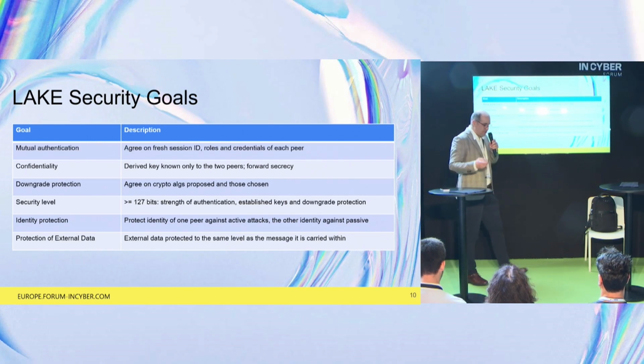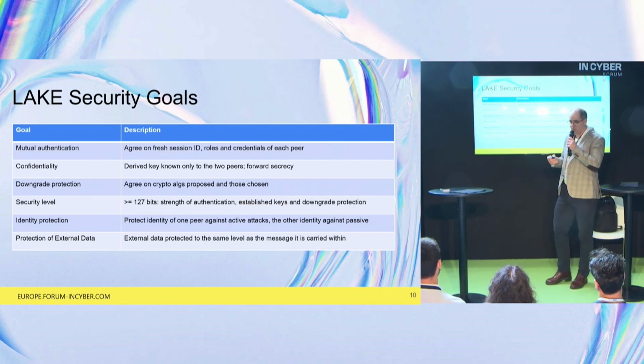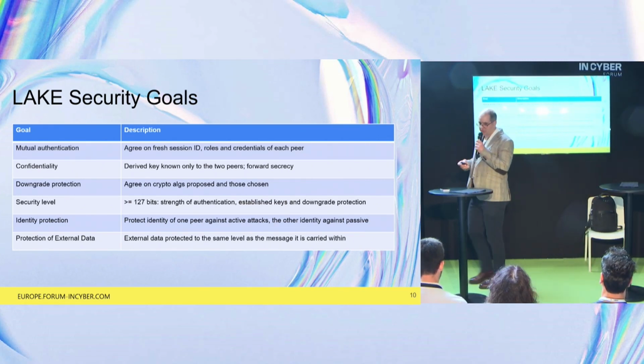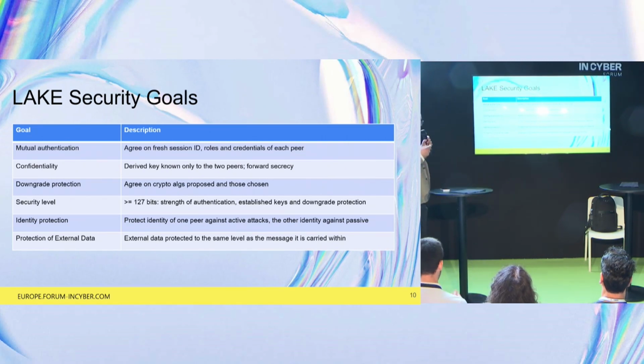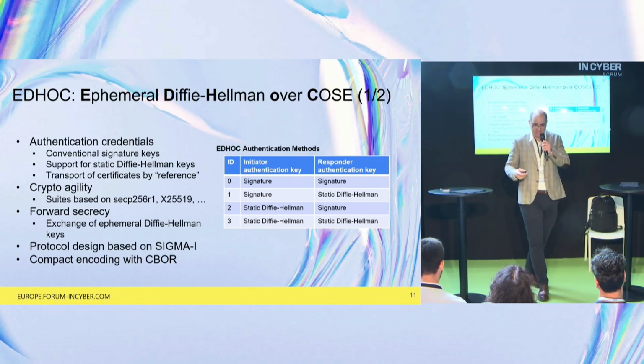So first, the security goals of the protocol, as they were standardized in the IETF, include some typical requirements for an authenticated key exchange protocol. These are mutual authentication, confidentiality, downgrade protection from different downgrade attacks, security level, identity protection, and there is also a requirement of the protocol being standardized in LAKE to transport third-party application data on top, and we call this external authorization data. So these were the requirements as they were collected in the IETF at the very beginning of the phase, and then the solution protocol, EDHOC, is the protocol that meets these requirements.